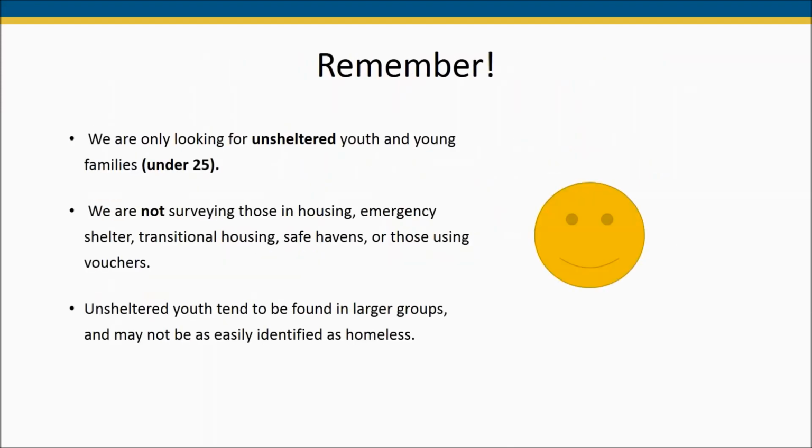Remember, we're only looking for unsheltered youth and young families under the age of 25. We're not serving anybody who is sheltered, which means that they're residing in housing, emergency shelter, traditional housing, safe havens, or those using vouchers. Unsheltered youth tend to be found in larger groups and may not be as easily identified as homeless.